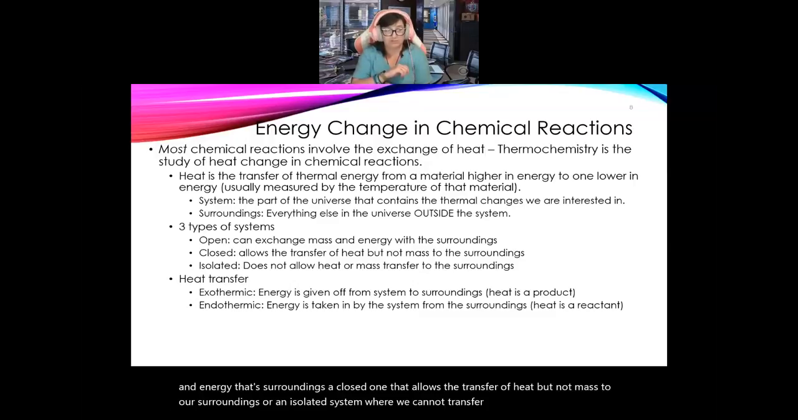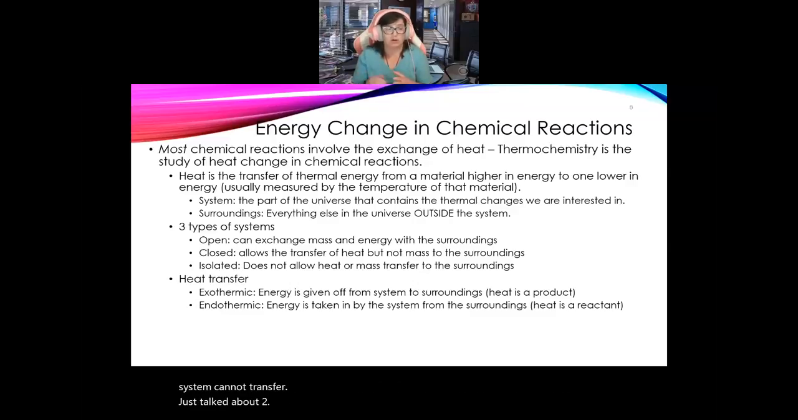Okay, so an open system can transfer anything. Closed system can only transfer heat, and an isolated system cannot transfer anything. All right. Heat transfer is talked about in two terms. One is exothermic, where energy is given off from the system to the surroundings. We talked about this last time.